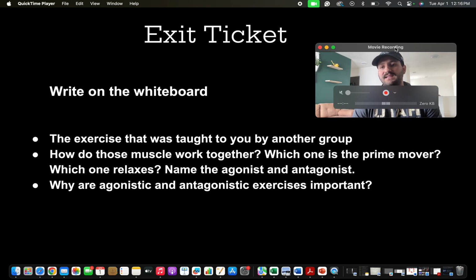And then lastly, I want you to write why agonistic and antagonistic exercises are important to you and how they can benefit you later in life. If you don't remember, look on your phones, go through your Google search, and you can write an answer up on the board. And hopefully you all understood the concepts to this class and have a better understanding of what these muscle pair groups are.